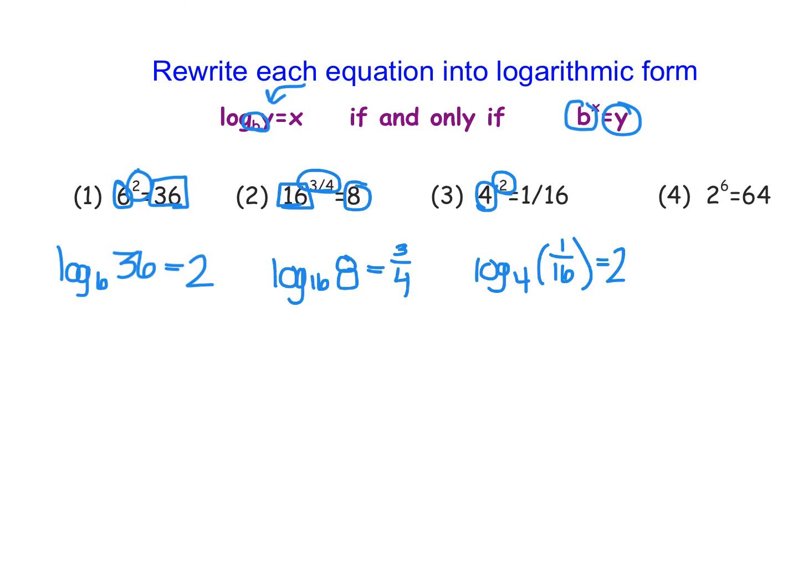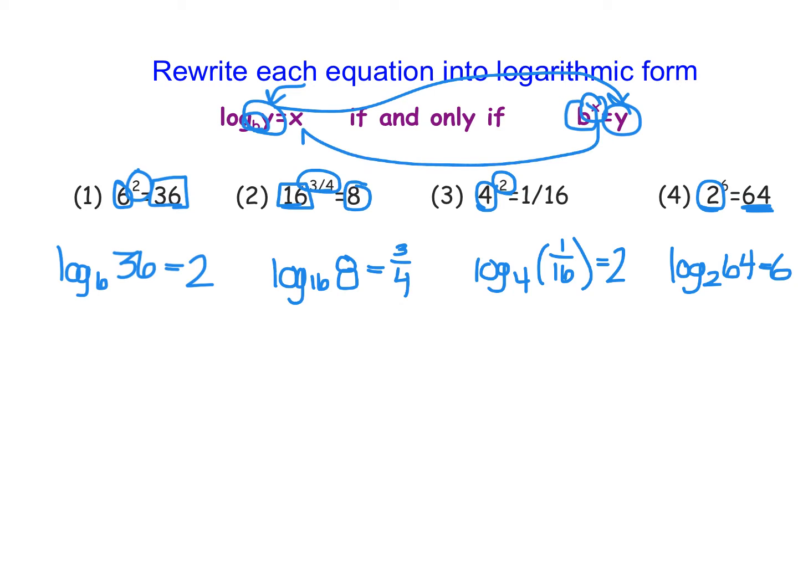And then finally here we would have log base 2. Then what's on the other side of the equal sign goes inside. That 64 equals 6. So just understanding that simple relationship is going to help you convert them. The bases are the same, and then what's inside the log here becomes what's on the other side of the equal sign. What's inside the exponent here becomes what's on the other side of the equal sign here.